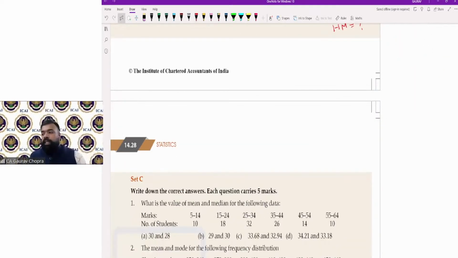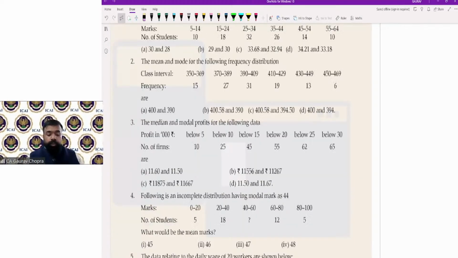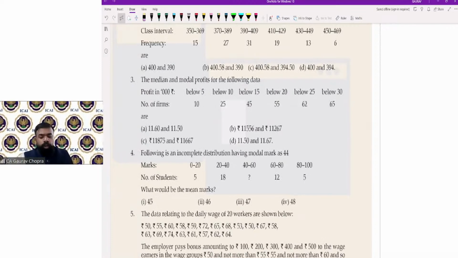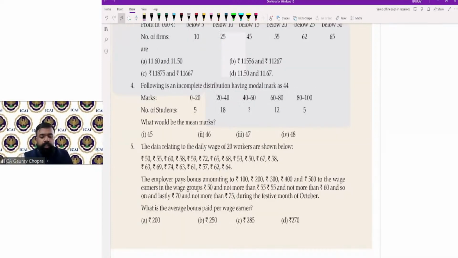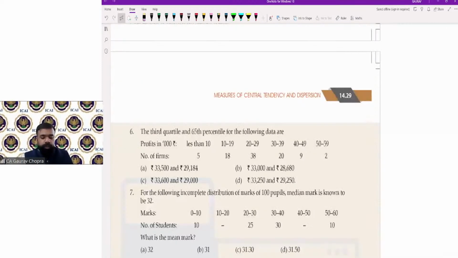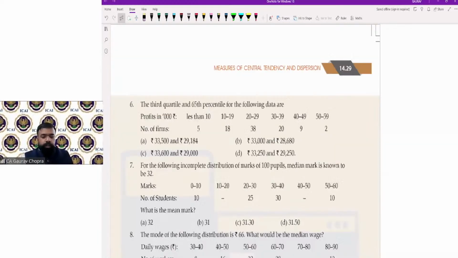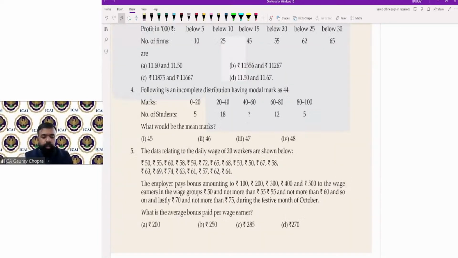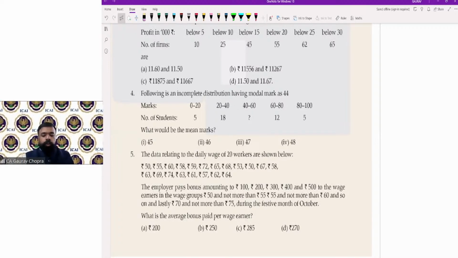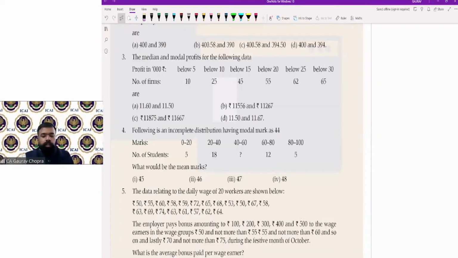So set B, all questions we have completed. Now set number 3, most of them are basically some lengthy questions, but let us solve one or two from that also. Let's try the fourth one.